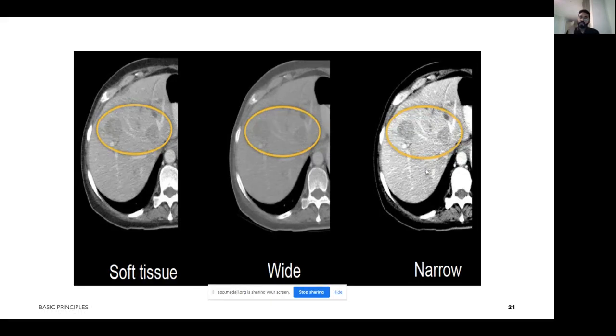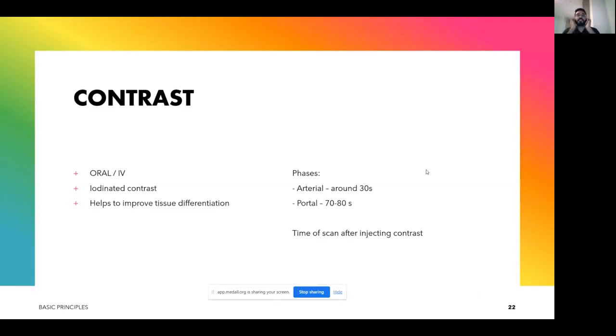So always remember Hounsfield units, windowing. Next thing is contrast.